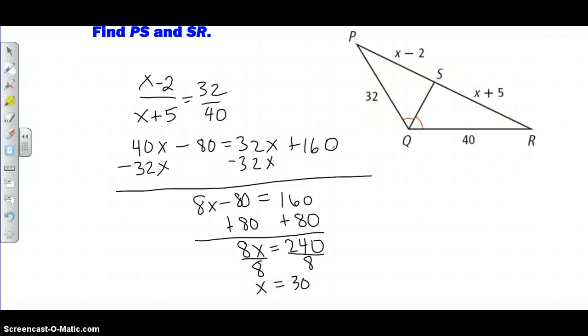Now, it did not ask me to find x. It asked me to find PS. So notice that PS is x minus 2. So PS must be 30 minus 2, or 28. It also asked me to find SR. SR is x plus 5, and this must be 30 plus 5, or 35.